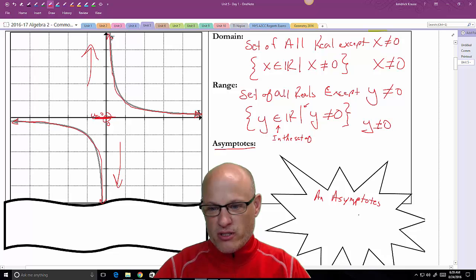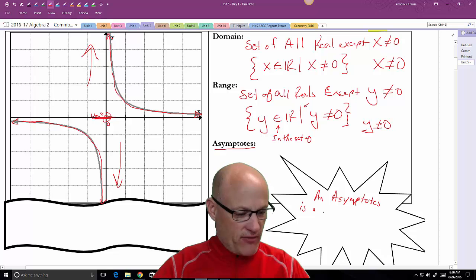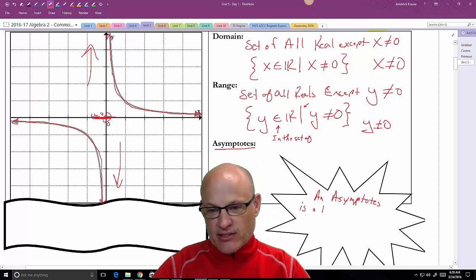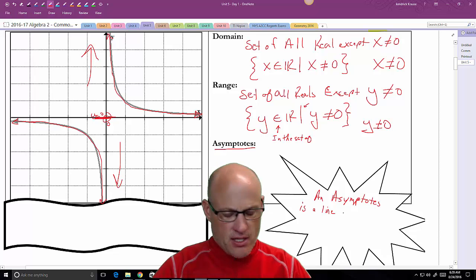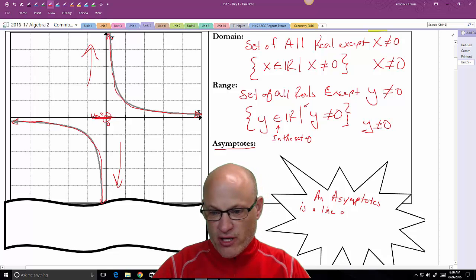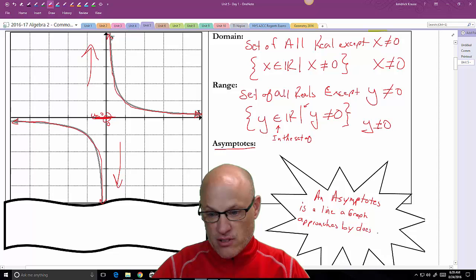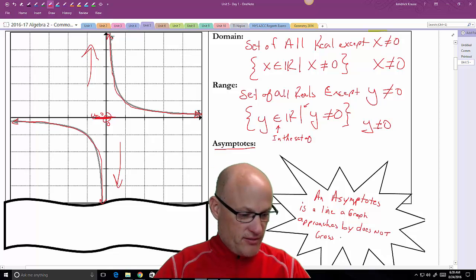An asymptote is a vertical... Well, it actually doesn't matter if it's a vertical line. It's a line, because sometimes you have slant asymptotes. A line a graph approaches, but does not cross. I know it looks like gross.